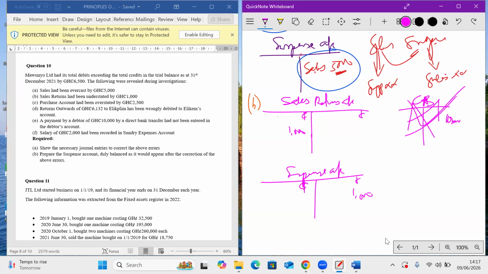Which account is it going to? Sales returns. Sales returns. There are two.